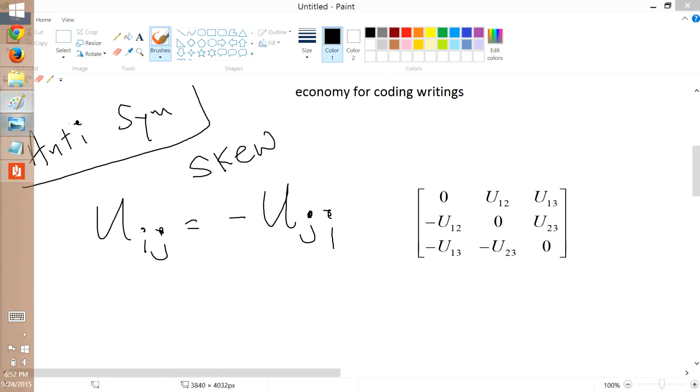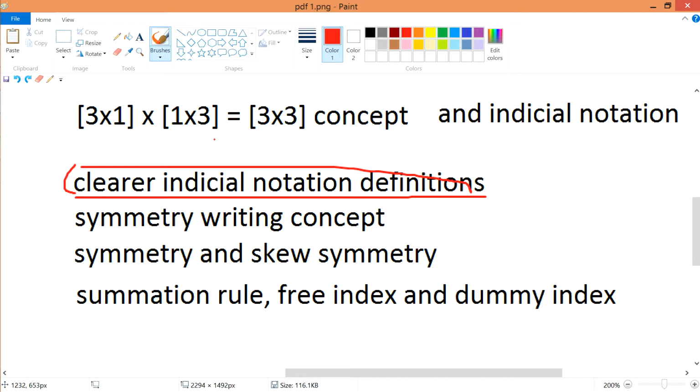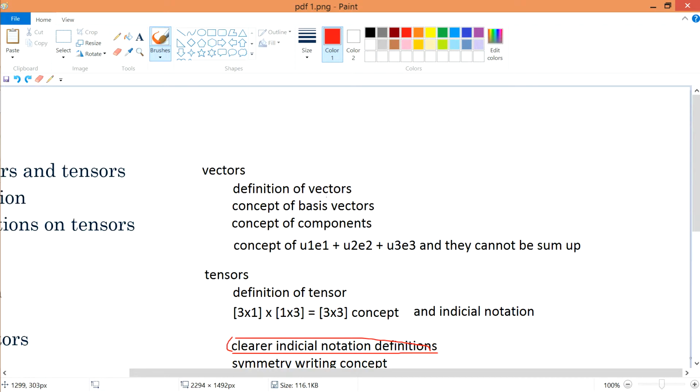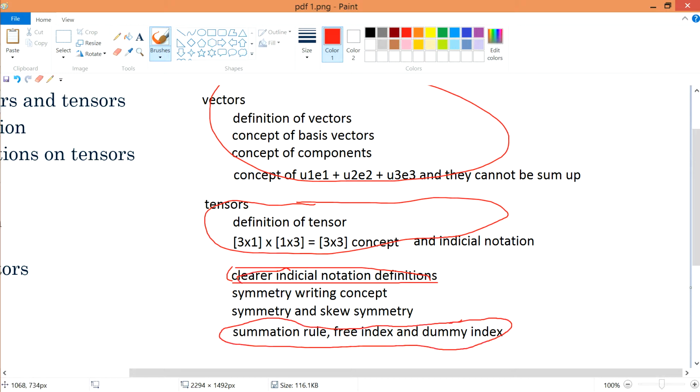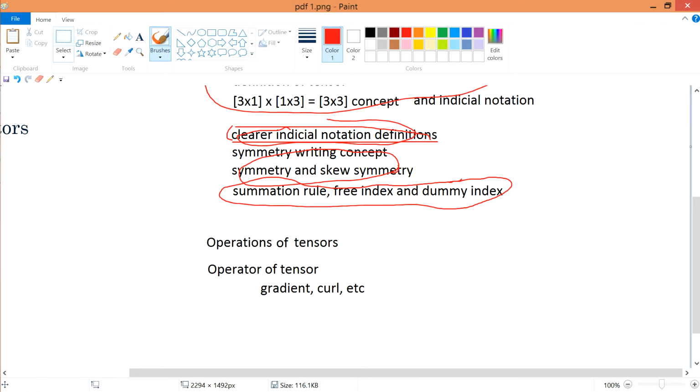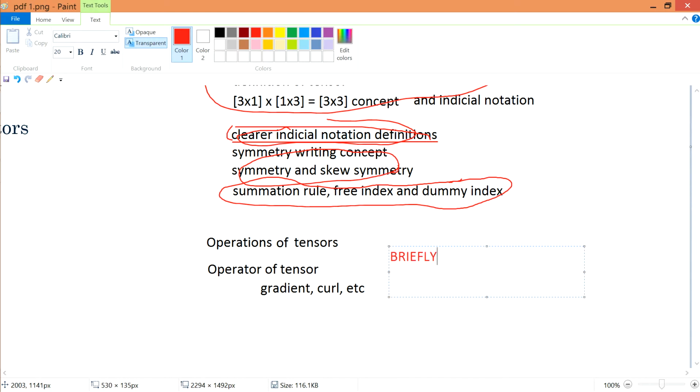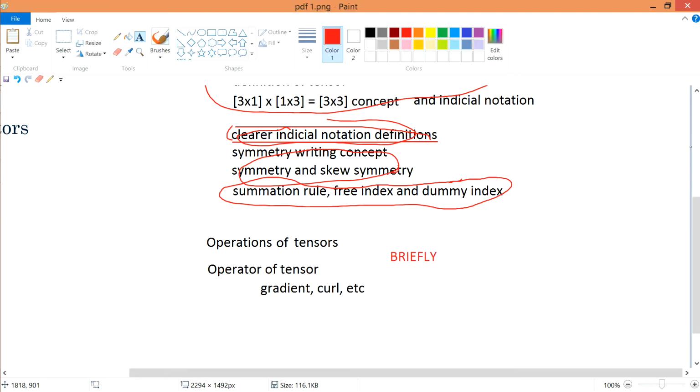Therefore this is our summary page. We have cleared away the definitions of the vectors. In earlier videos we talked about the tensors. In previous videos we have explicitly defined all the stuff, and in this video we talked about this. In the next few videos we'll talk about operations of tensors and operators of tensors briefly. I'll not go into details because deriving it is really tough. I'll see you there, bye bye bye.